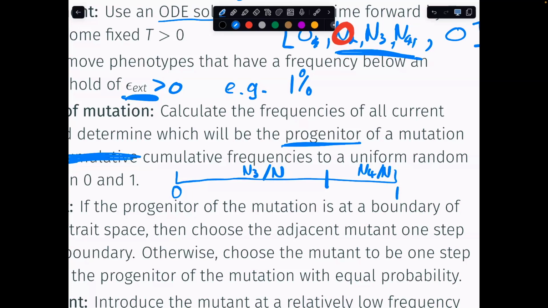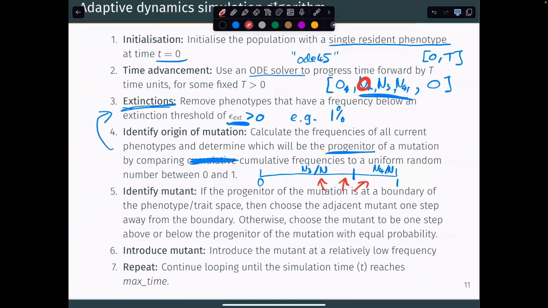If I choose a random number now, it is going to place me again somewhere on this interval. The bigger this interval is, so the bigger N3 is relative to N4, the more likely it is that my mutant should appear in this window here, right? Because it's a bigger window. And that makes sense because we want our mutations to be most likely to come from the things that are most common in the system. It won't always be the case. There's always a chance it will appear in this window. But it's just more likely that it's going to come from the thing that's most common. That's how we choose which phenotype is going to be the origin of our mutation.